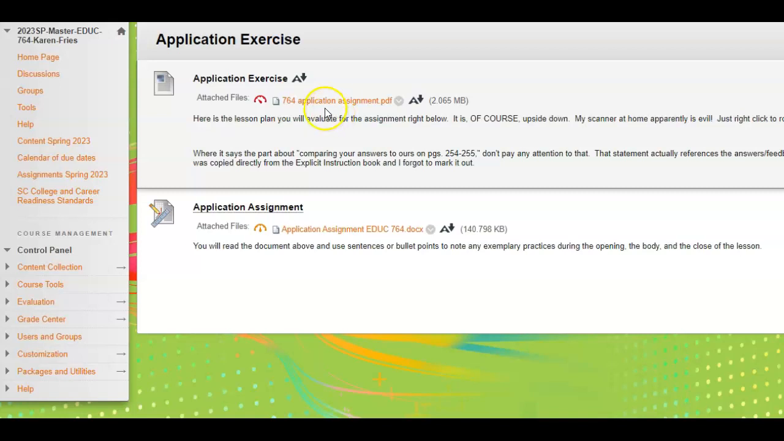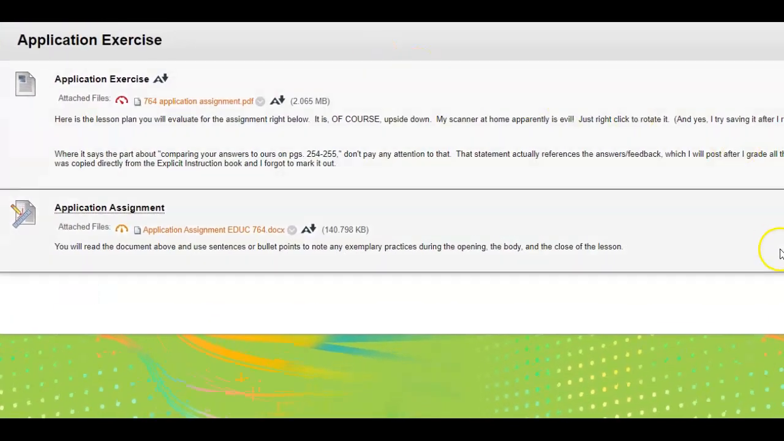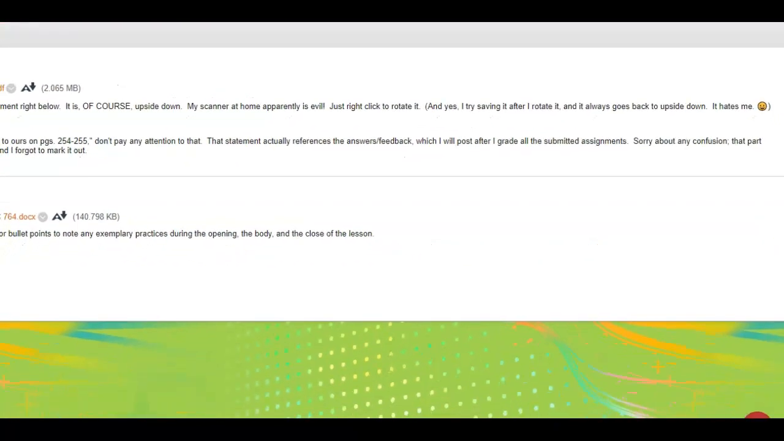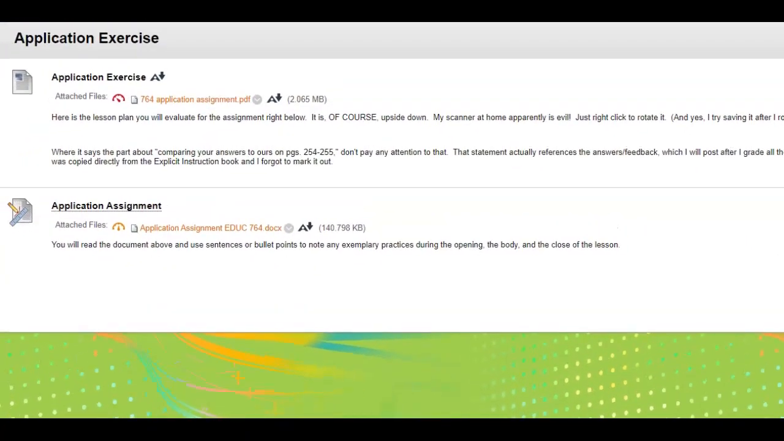So all you're going to do is look at the lesson plan that I'm going to show you in just a second. Let me move the screen just a little bit. Those of you who have taken classes with me before know the bane of my existence: it's upside down. So all you'll have to do is click to rotate it. I'm sorry. And yes, I try saving it after I rotate it. It always goes back to upside down. So I apologize, but that is the way that it is.